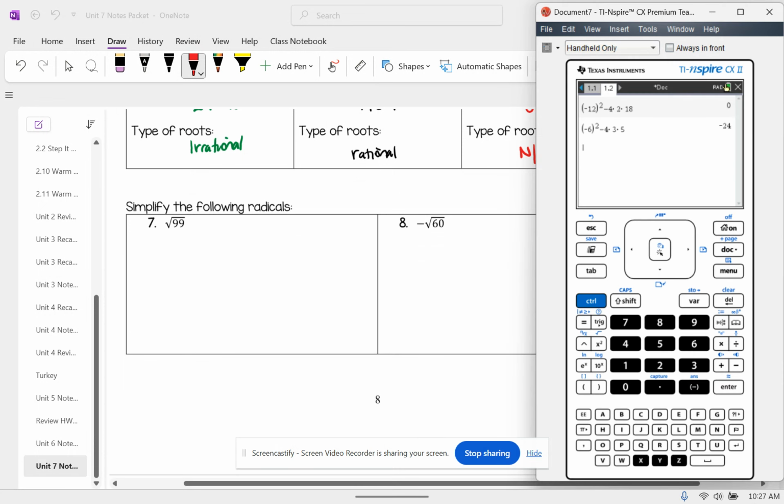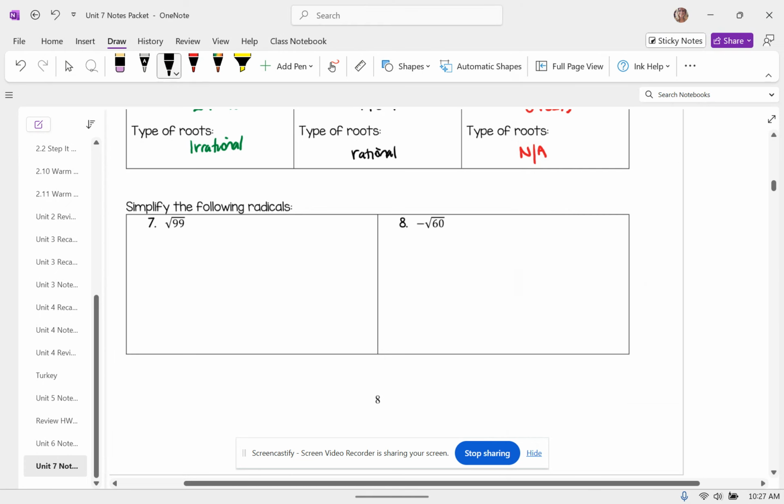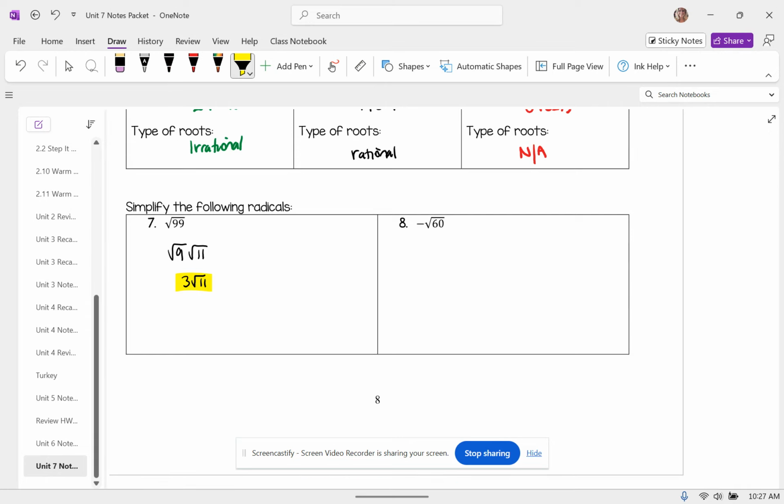So let's simplify the following radicals. Radical 99. Let's type this into our graph page. 99 divided by x. Control T. I'm going to scroll till I find a perfect square. 9! 11 and 9. The perfect square goes first. The answer is 3 radical 11.